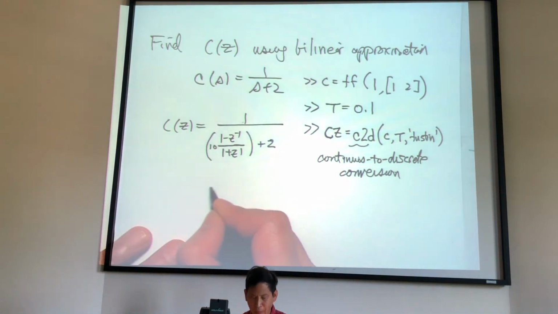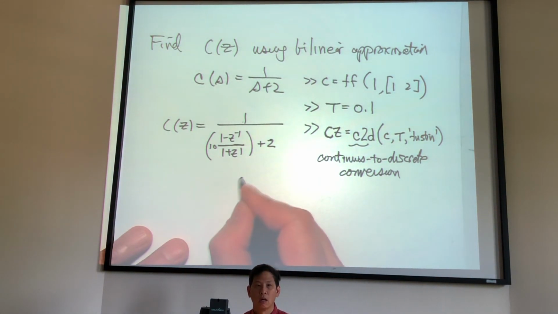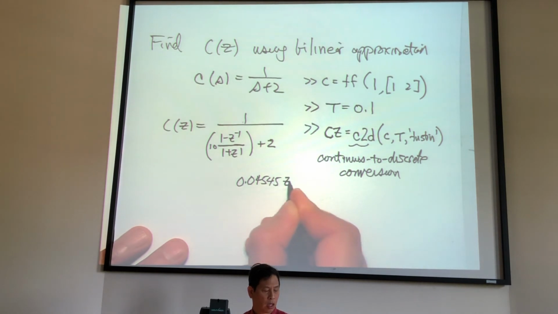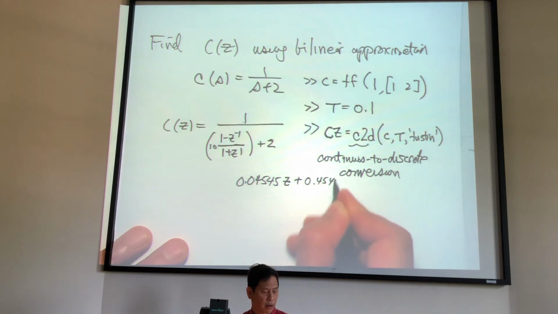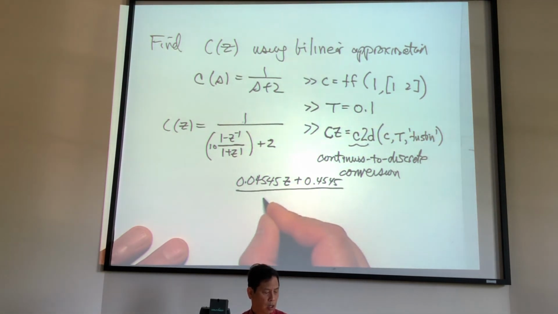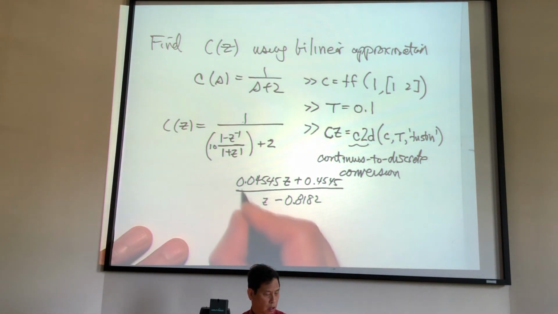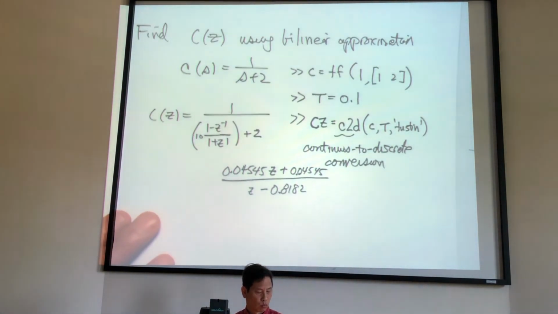So somebody tell me, what did MATLAB tell you C of Z is? 0.04545 Z plus 0.04545 over Z minus 0.8182. There's an extra 0 in the constant on top. The second one is 0.04545. Okay.